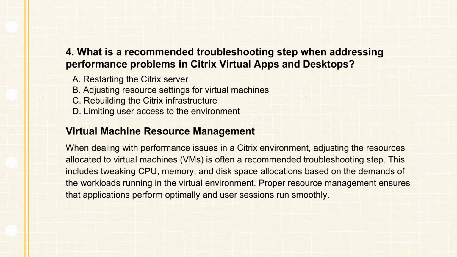Okay, so you've used Director to identify the problem. It's consistently high CPU usage. What are some practical steps you can take to resolve it? Well, one of the most effective steps is to adjust the resource settings for your virtual machines. Okay, so basically giving them more CPU and memory. Exactly. If a machine is consistently running out of resources, increasing its allocation can often make a significant difference. Makes sense. And the materials we have here specifically mention that simply restarting servers or rebuilding the entire infrastructure are less ideal solutions. Yes, because those are more like Band-Aid solutions. They don't address the root cause. Right.